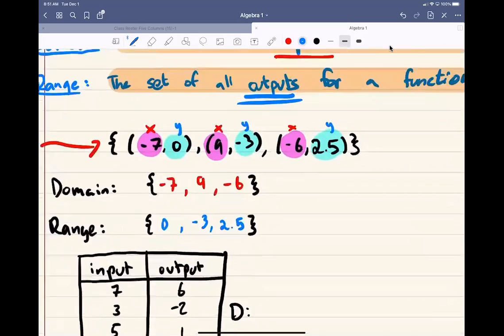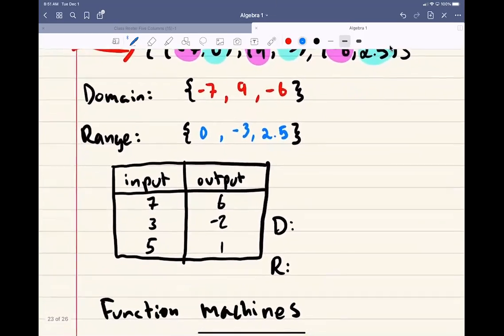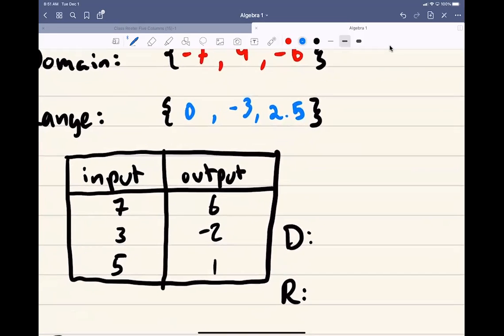All right, so let's look at this table. That's a function, right? And we'll find our inputs and our outputs, our domain and range. All right, so let's look for our domain first. Our domain is always the inputs, right? So all these values here are going to be our domain. So for D here, we're going to put our domain, and I'm going to use red. Our domain is the number 7, the number 3, and the number 5. That's our domain.